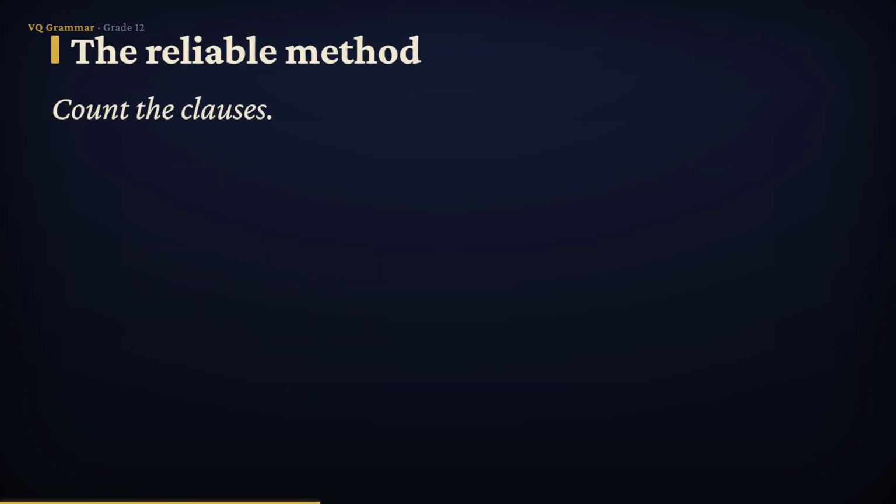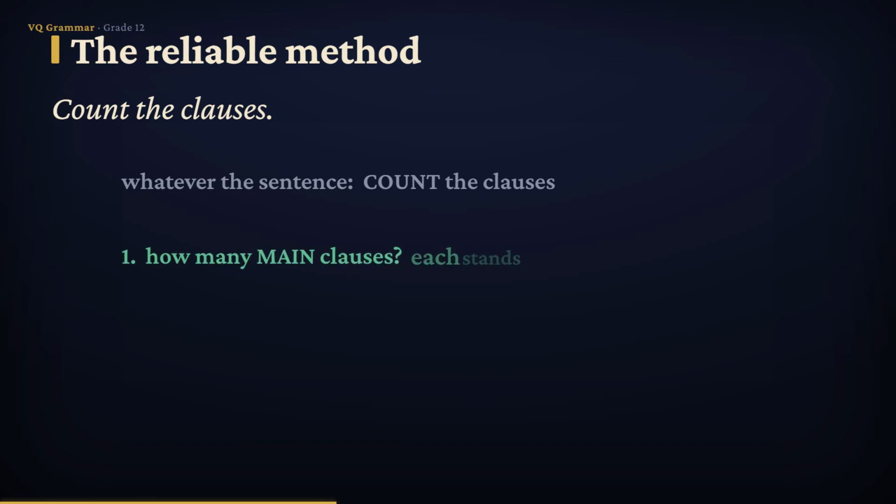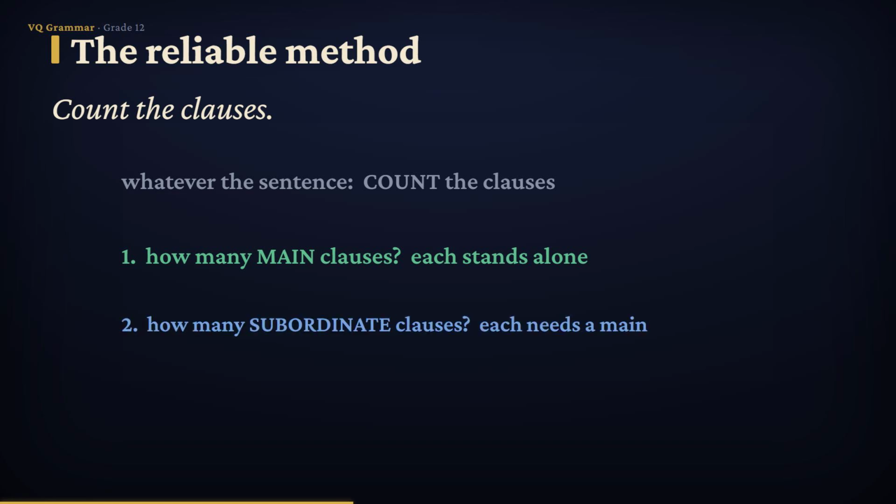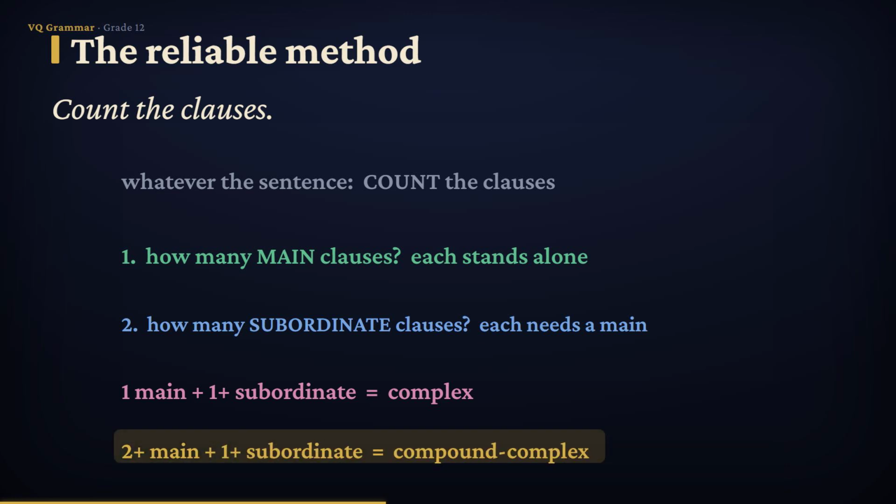Now the method that never fails, no matter how long the sentence. Count the clauses. Ask two questions. First, how many main clauses are there? How many parts could stand alone as their own sentence? Second, how many subordinate clauses are there? How many parts need a main clause to lean on? Then the numbers name the sentence. One main clause with one or more subordinate clauses is complex. Two or more main clauses with at least one subordinate clause is compound complex. Count first, label second. It works every time.